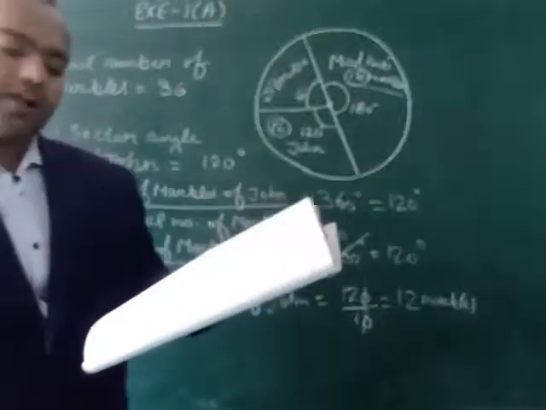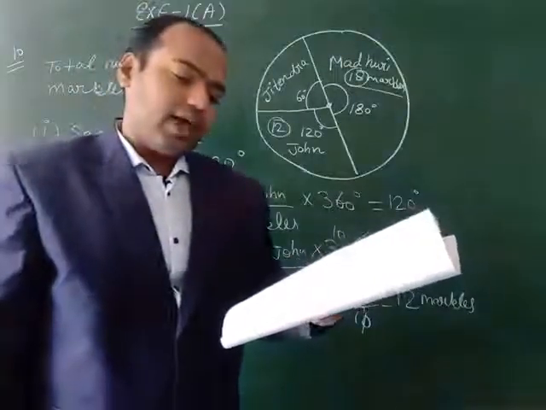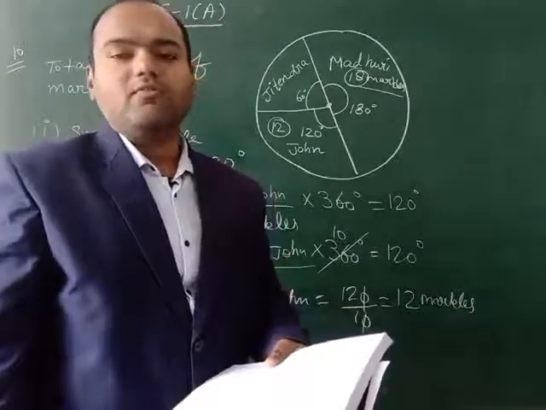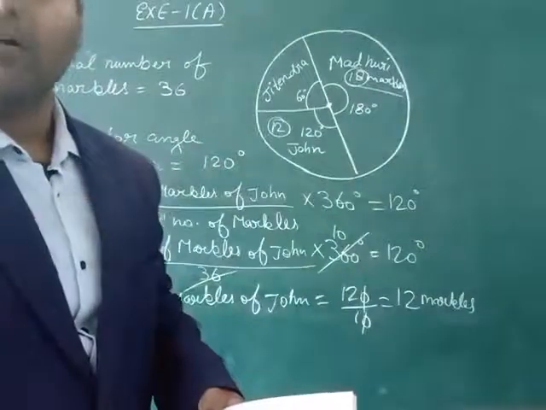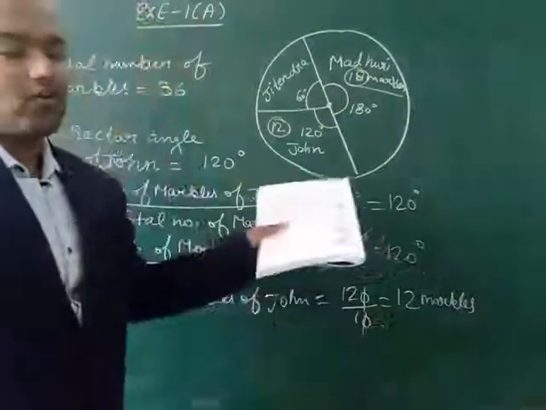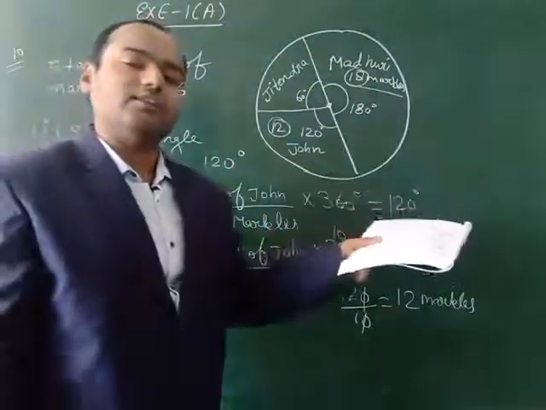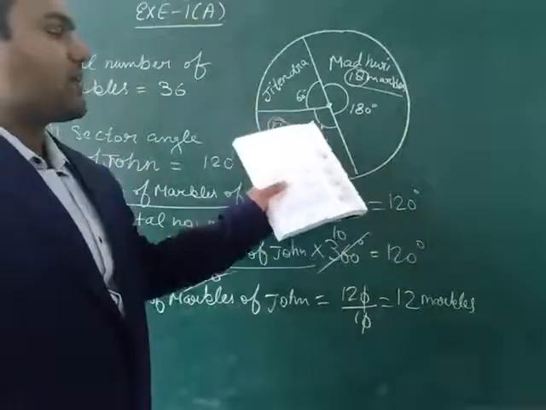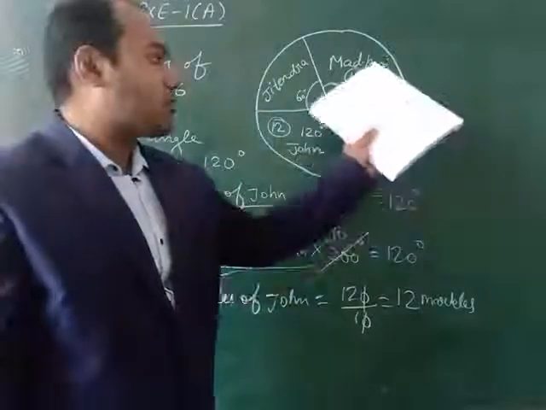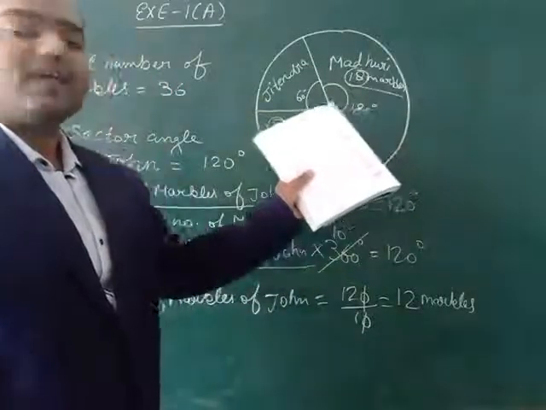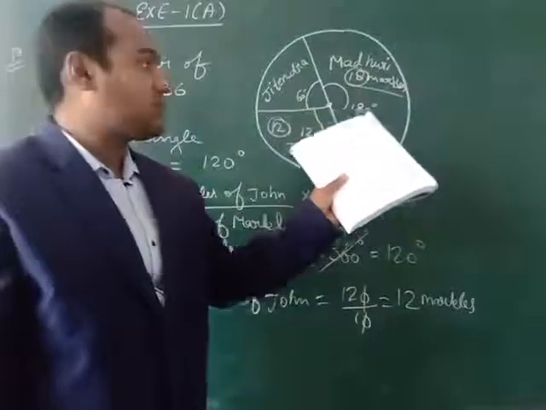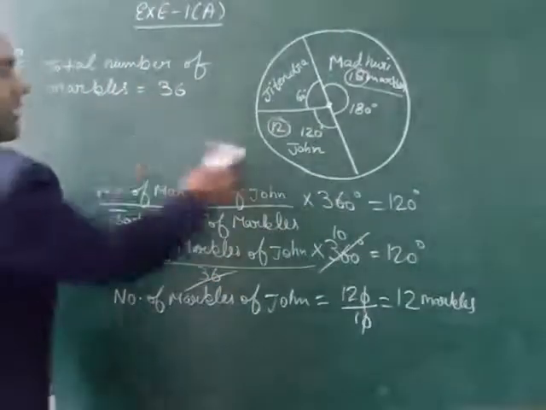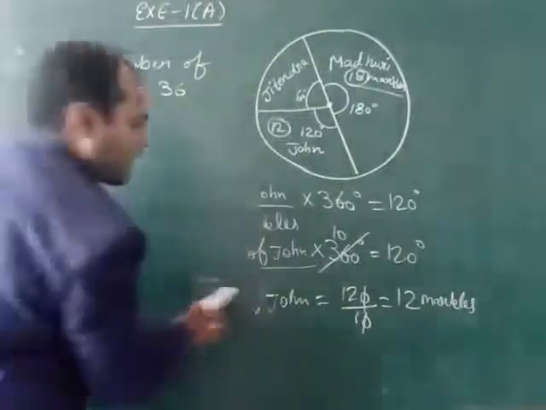Now the third part is, dash has the maximum number of marbles. You have to write which person has the maximum number of marbles. So with the help of the figure only we can tell. With the help of the figure we can easily tell who has the maximum number of marbles. So here you will observe in the figure that the sector angle for Madhuri is the highest. Maximum sector angle is with Madhuri. So that means who has the maximum marbles? Madhuri. So here in the answer we have to write that.